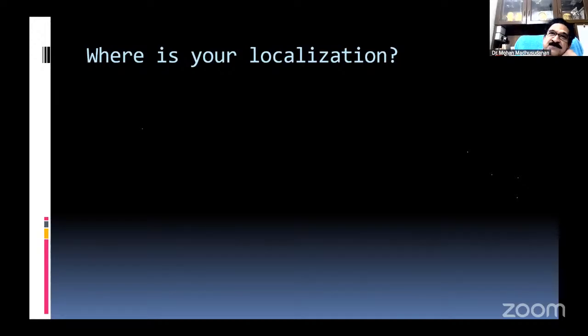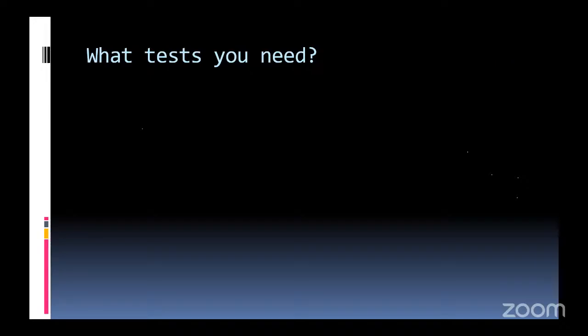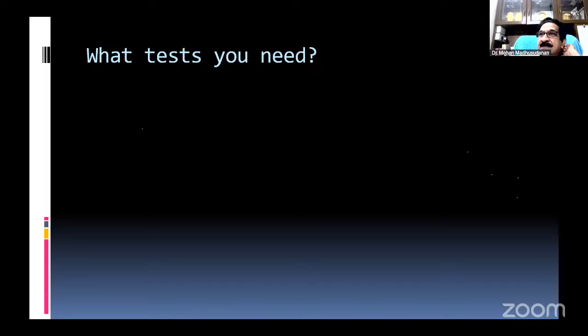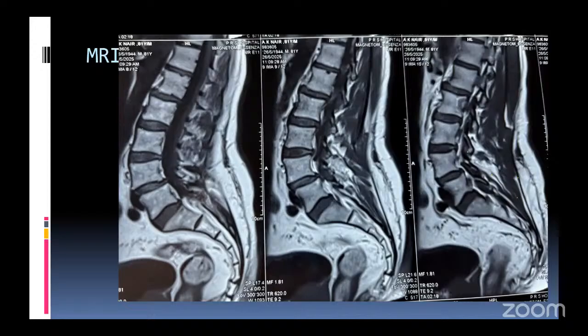So what would you like to do? This is what I thought initially, L5-S1 radiculopathy, because of whatever findings you got. So what test do you need? NCS, yes, NCS, and I'll show the NCS also. Before that, I did an MRI, that is the lumbosacral MRI. I can show the MRI.